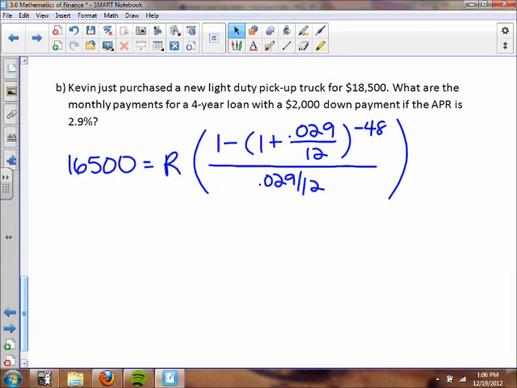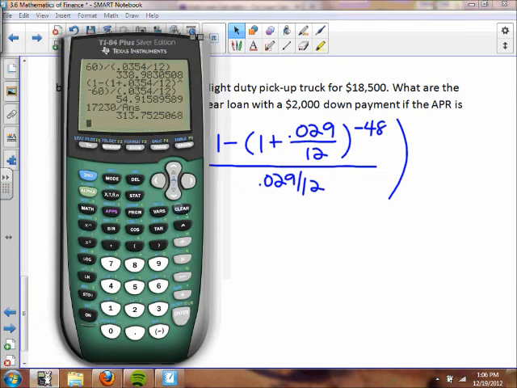This is what we're going to have, right? Negative 48 because it's 4 years, 12 payments a year. So take 1 minus, parentheses 1 plus 0.029. We're going to take 16,500 divided by our answer. 364.49.